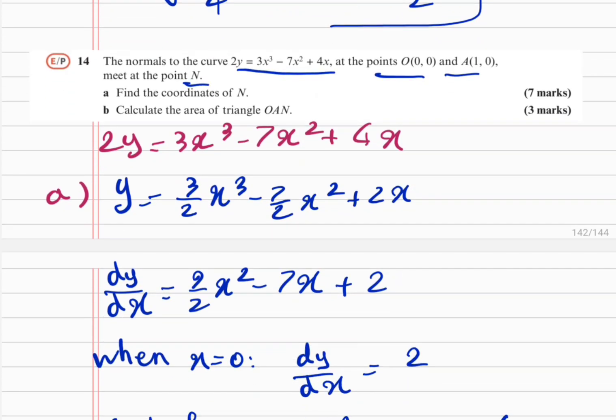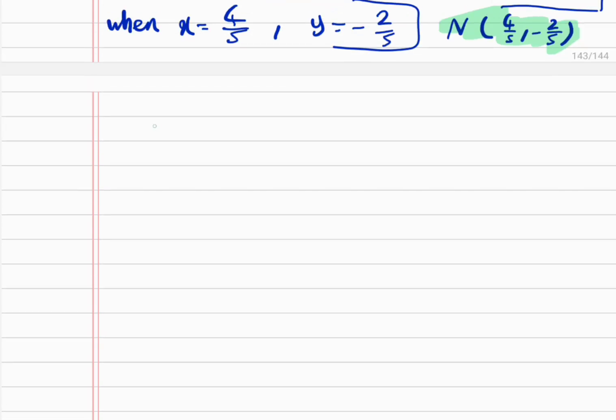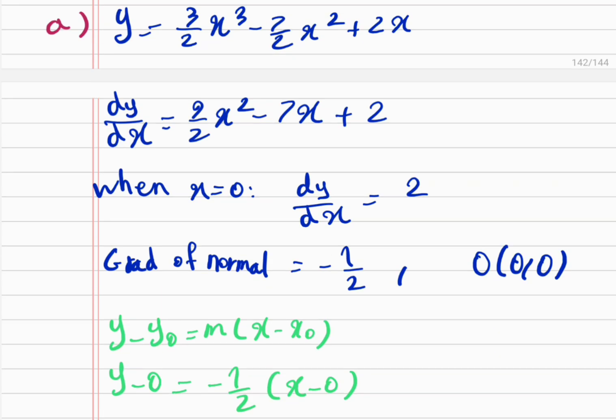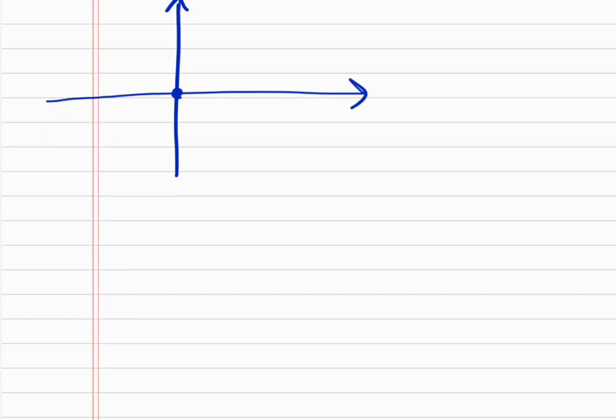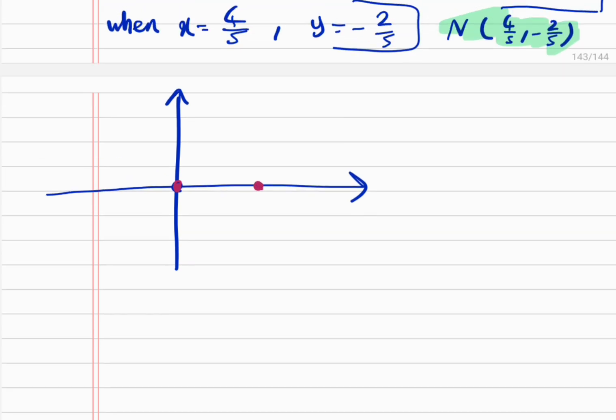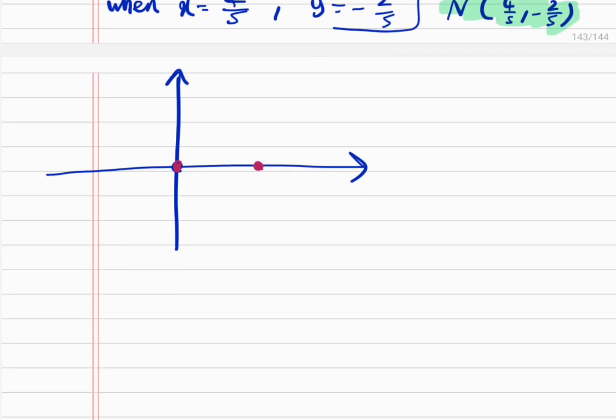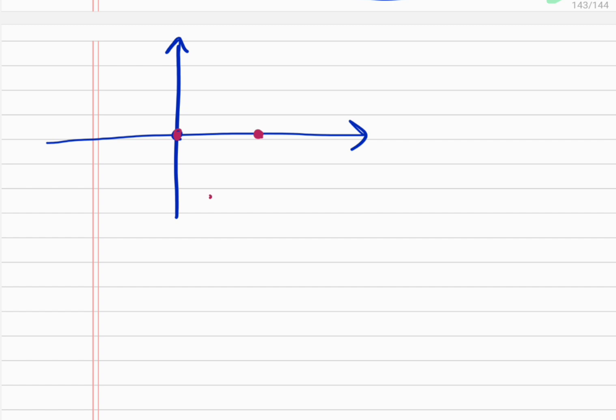Now for part B, we want to calculate the area of triangle AON. We first need to sketch it. Point O is here, just the origin. Point A is (1, 0), so let's say that's here. And finally point N is somewhere here. So this is the triangle.